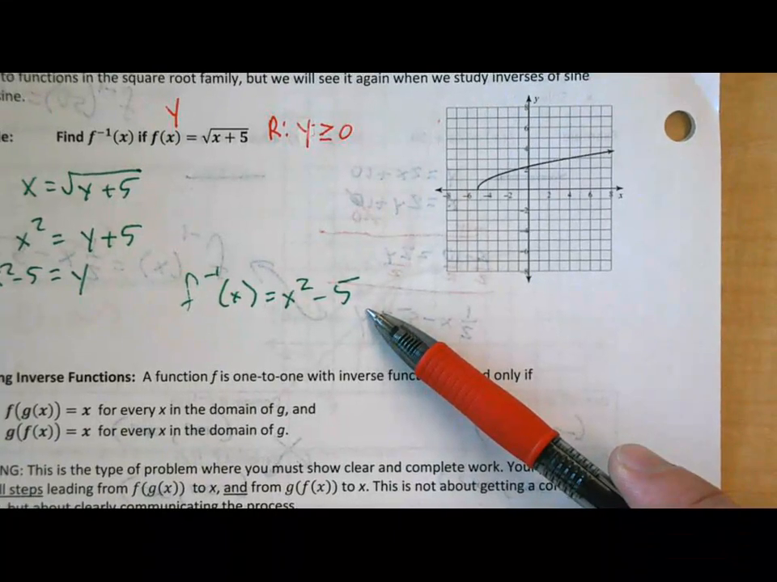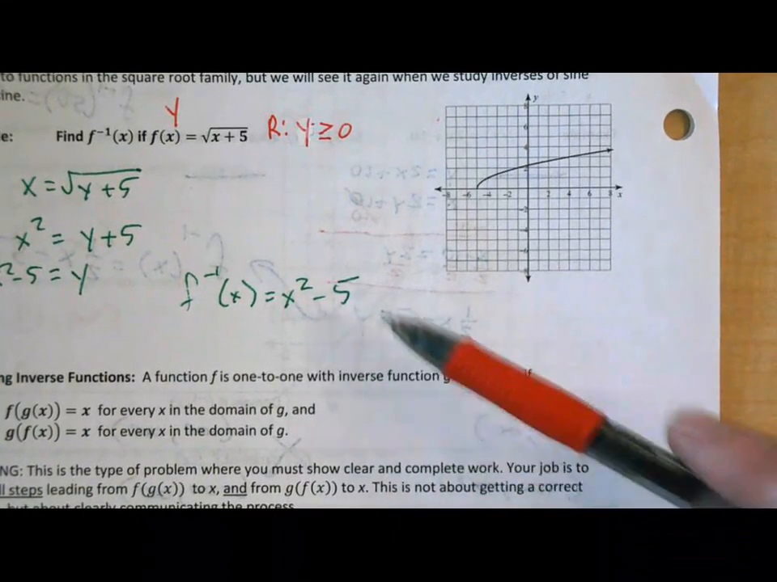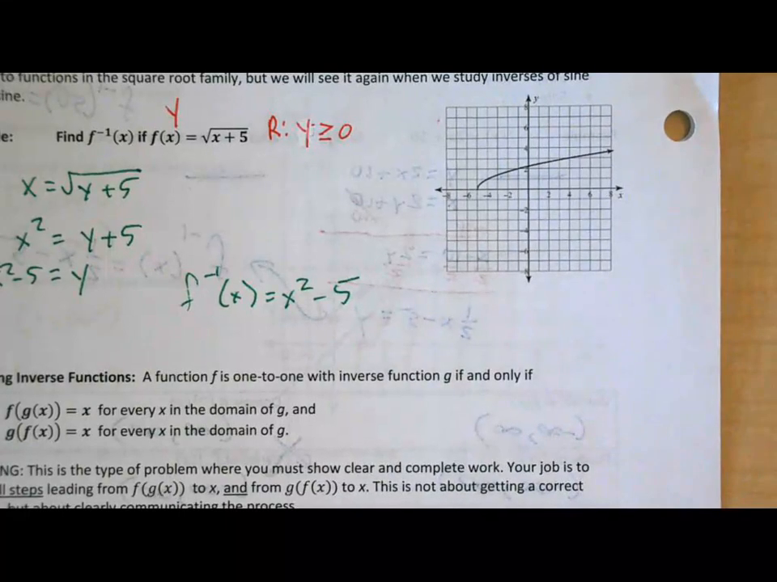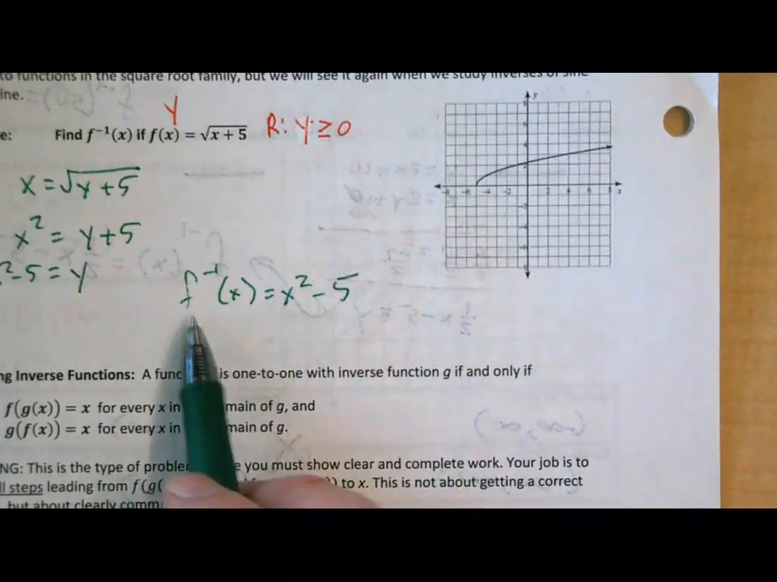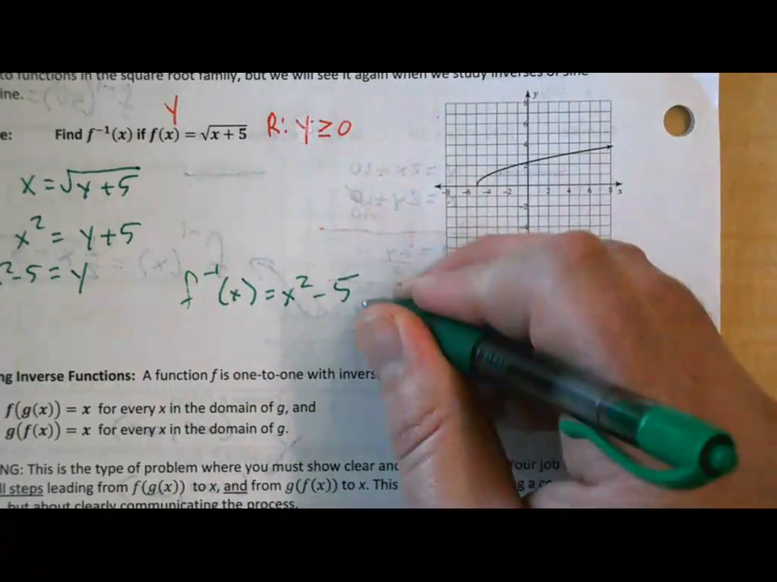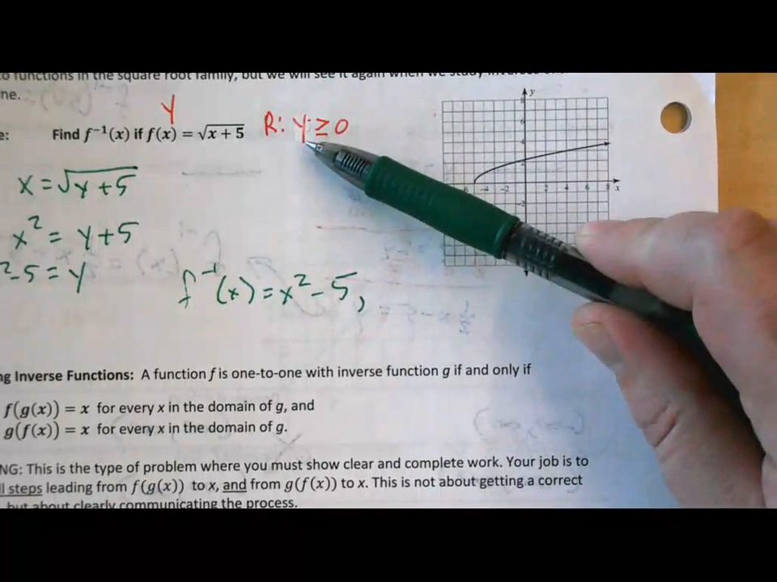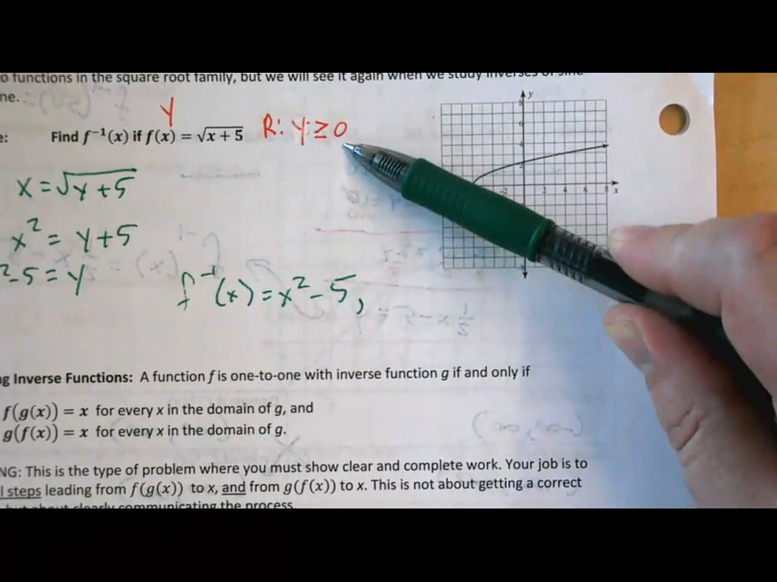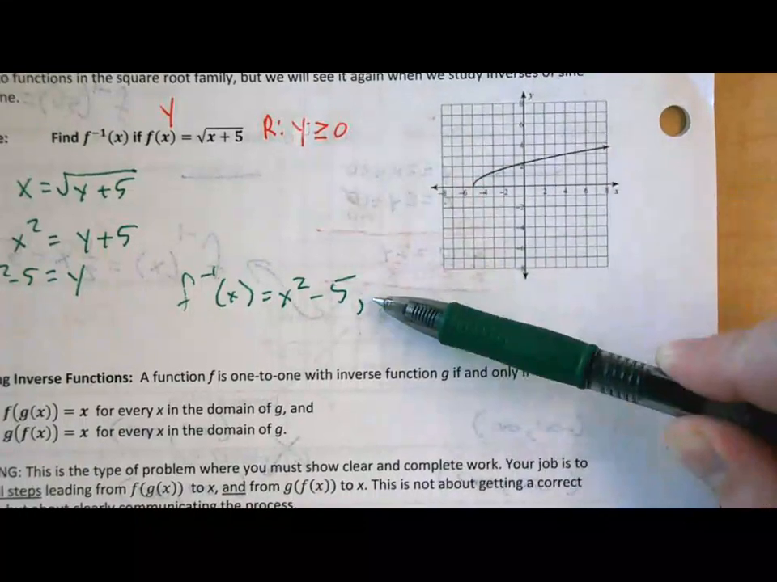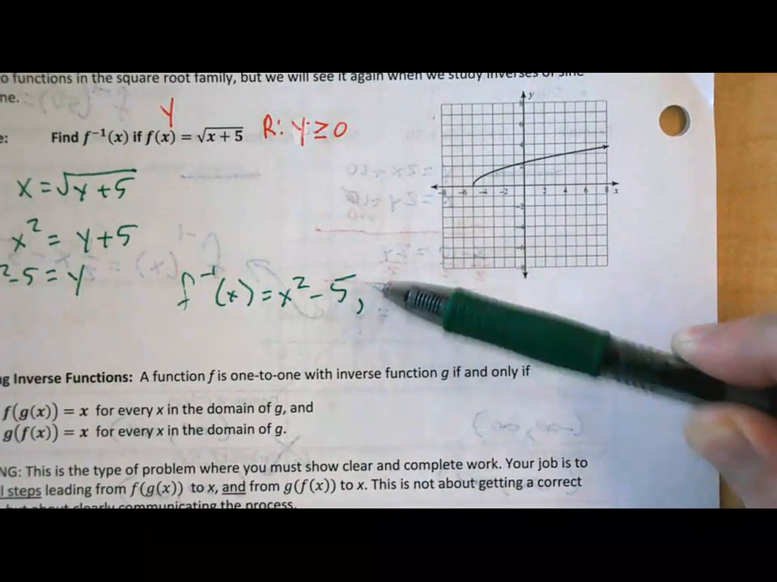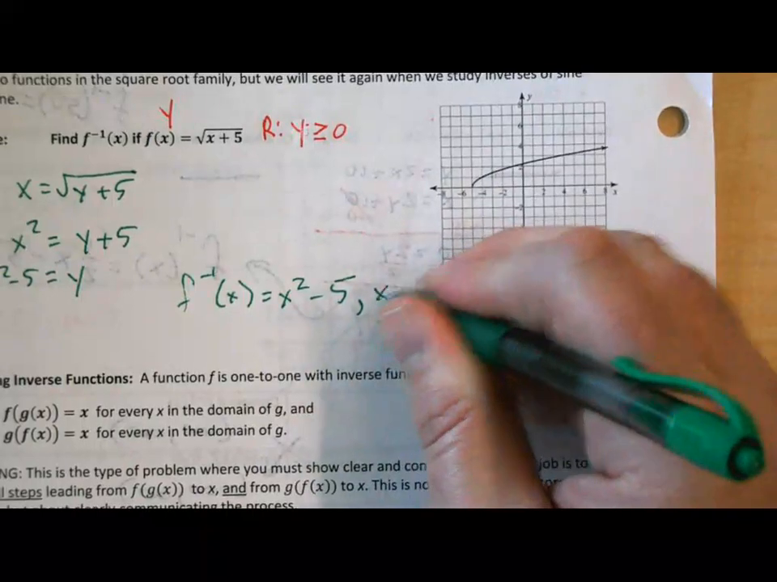Okay, so what we have to do in this case is fix our final answer. Our final answer is going to be, yes, the inverse is x squared minus 5 as long as, now our restriction up here is that y was greater than or equal to 0. What's that going to change into when we find our inverse? X is greater than or equal to 0.